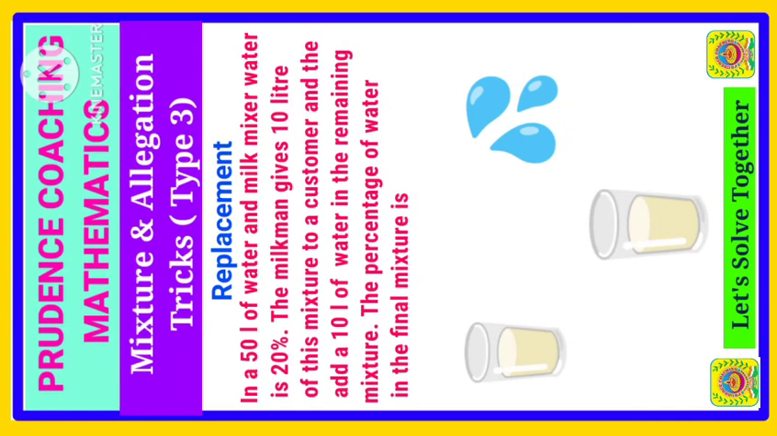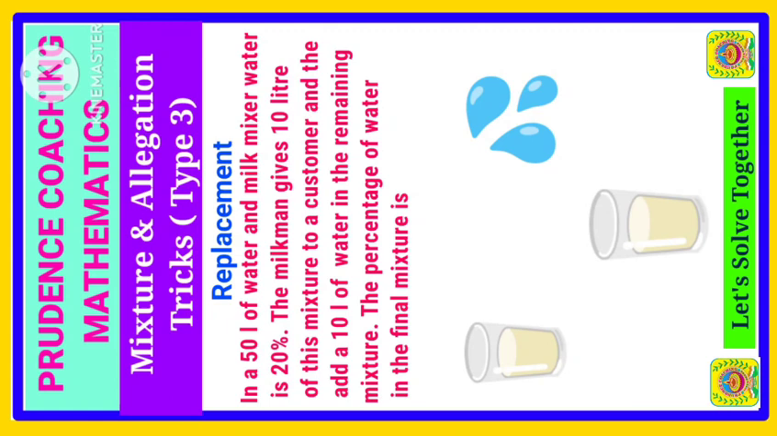So here the question is: in 50 liter of water and milk mixture, water is 20%. That means a 50 liter mixture is there, in which water is 20%. That means the rest is milk, 80% is milk in that mixture. The milkman gives 10 liter of this mixture to the customer. That means from this 50 liter bucket where milk and water was there, 10 liter was given to someone by the milkman.